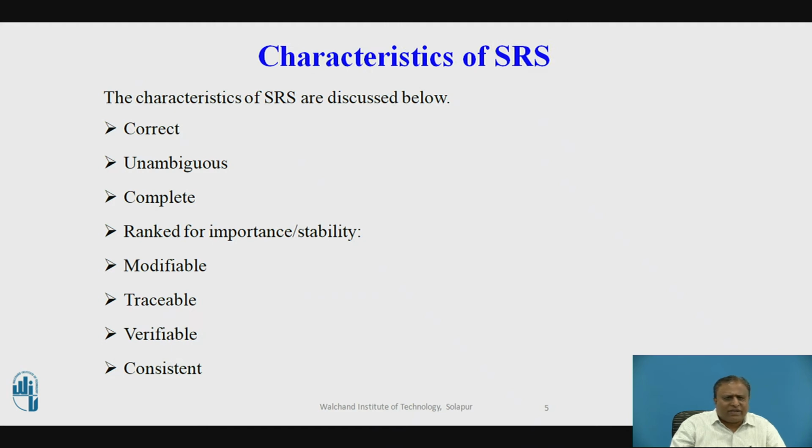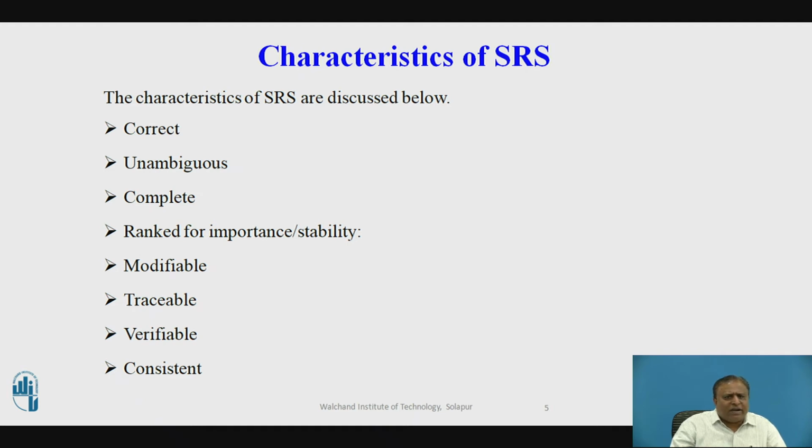Next is characteristics of SRS. So there are different characteristics of SRS. The characteristics of SRS are described below. The first characteristic is that the SRS is correct. Means what? The requirements specified in the SRS will be correct requirements. So the first characteristic is correct. SRS is correct when all user requirements are stated in the requirements document.